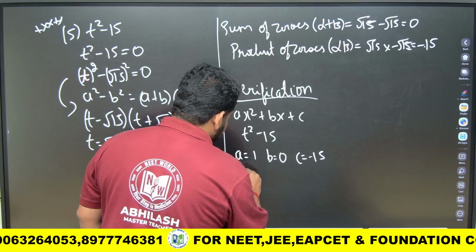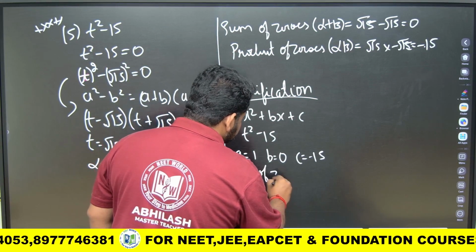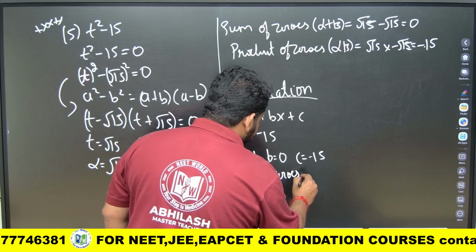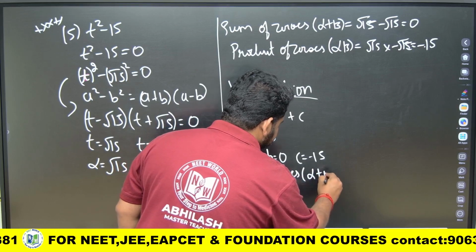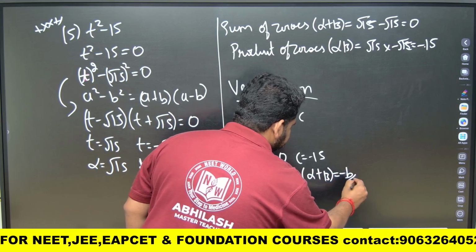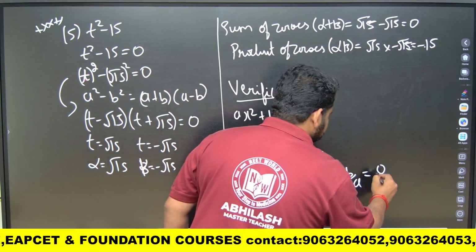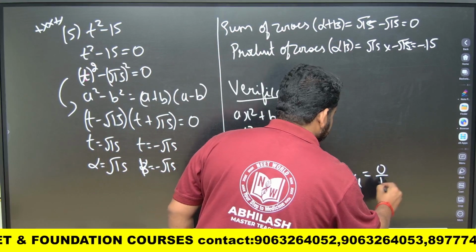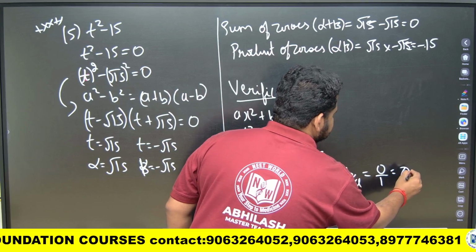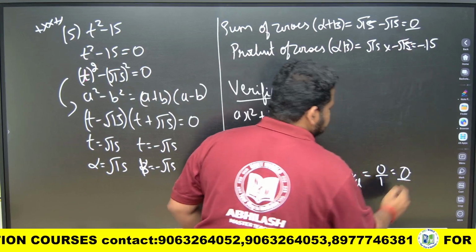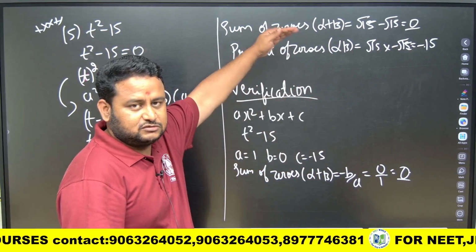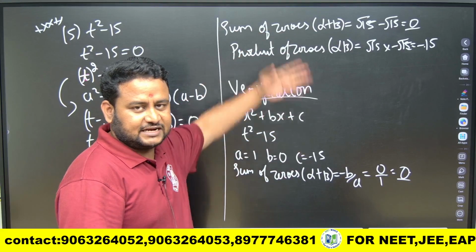Now sum of zeros. Sum of zeros is alpha plus beta, that is equal to minus b by a, but b is equal to 0. So minus 0 is nothing but 0 itself, 0 by a which is 1, that is equal to 0. This is 0, this is 0, and this is also 0. So the sum of the zeros is verified: in the formula method it is 0, and in the direct method it is also 0.